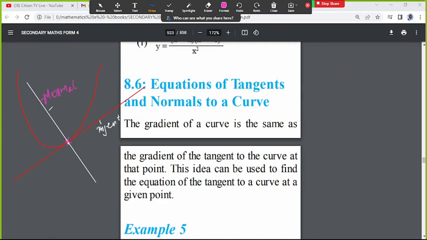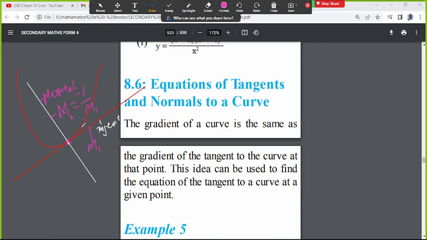So every time we are going to call the gradient of the tangent M1, and we want to call the gradient of the normal M2, and this gradient of the normal M2 will be equal to minus 1 over M1. That is, you reciprocate and you change the sign. We want to use that language: reciprocate, change the sign.